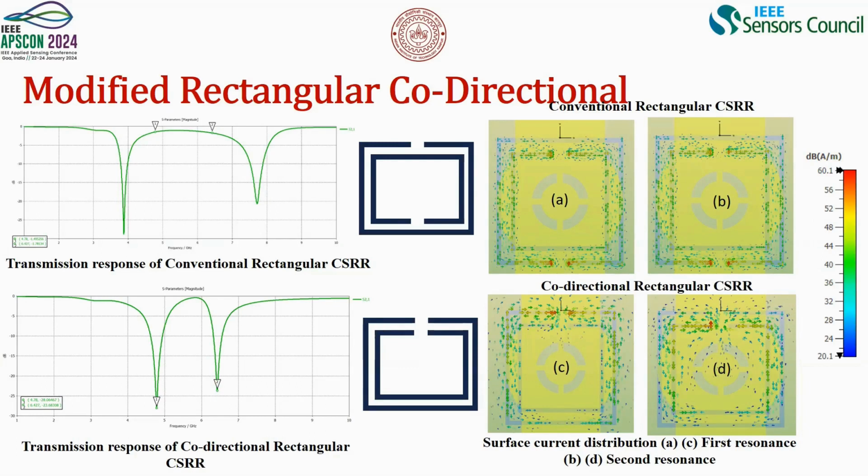This basically happens because when we observe the surface current distribution in the structures, there is a change in the co-directional CSRR, somewhat elongated and different compared to the conventional structure. So this is ascertaining the fact that instead of a single resonance, we are getting dual band resonance using just a mere variation of our ring area.